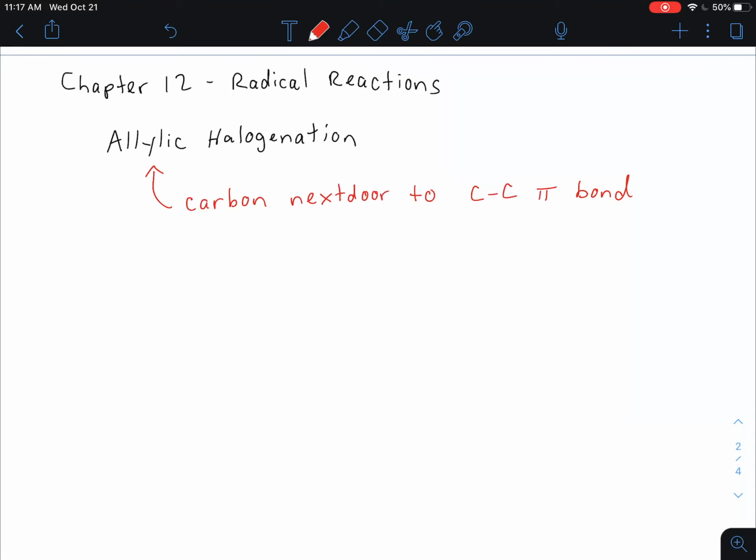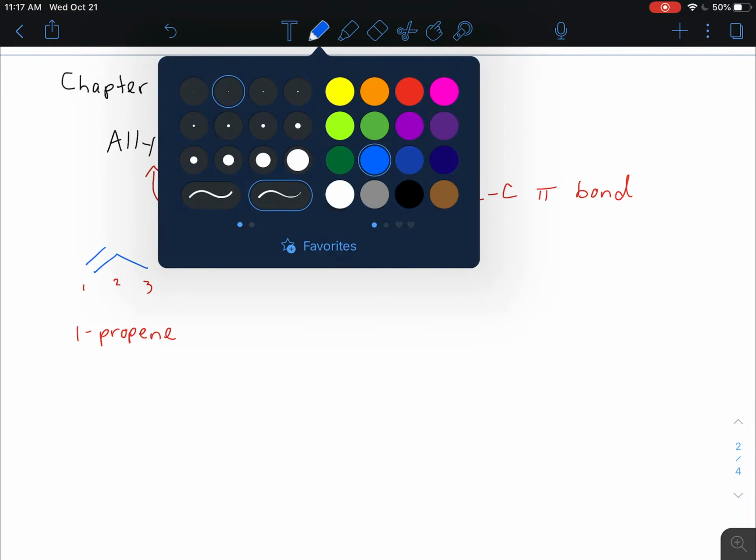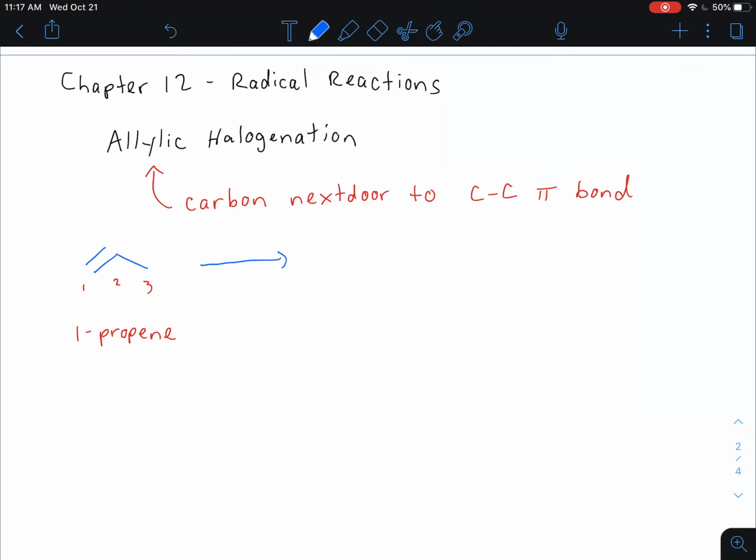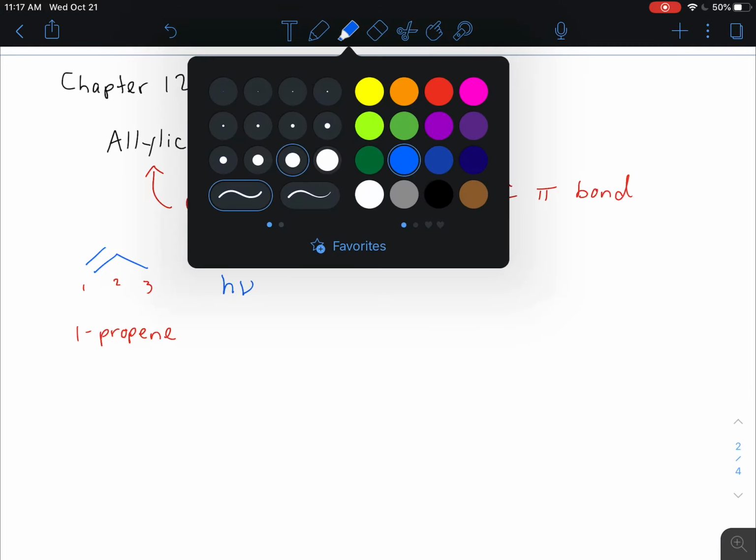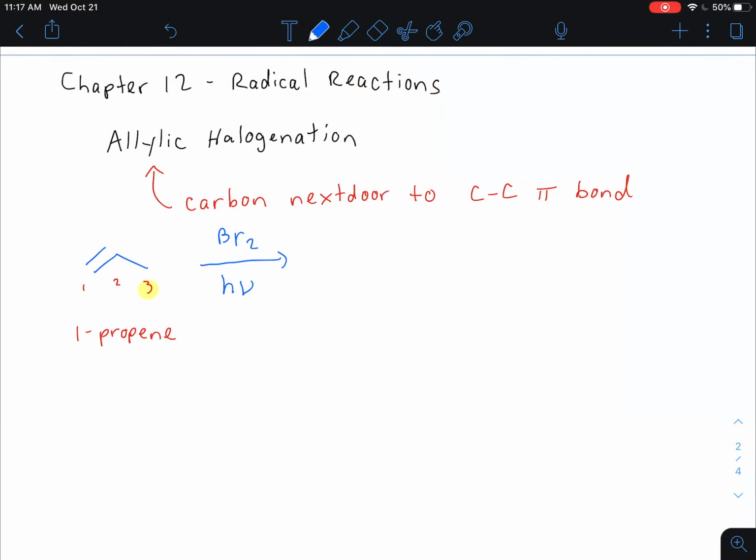So if we think about a molecule like 1-propene, right, 1, 2, 3, so it would be 1-propene, then if we treat this with, let's say, bromine, and usually providing energy with an ultraviolet light source, what we're going to find is that this will provide us with a way to install a bromine on carbon 3.